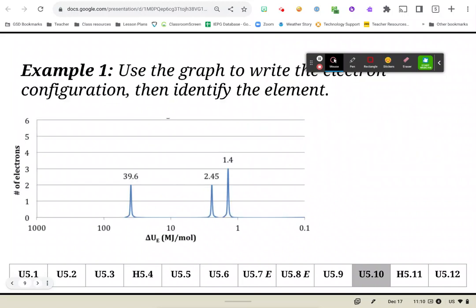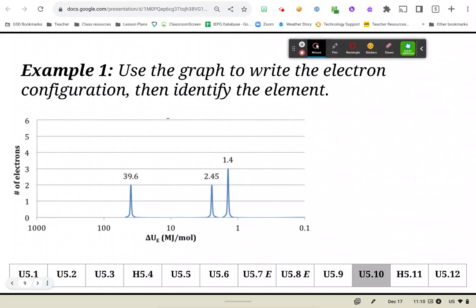All right, so here's how we're going to assess you and what you need to be able to do. We're going to give you a PES graph, and you need to write the electron configuration and then identify the element. Again, always start from the left to the right. So from the left, my first peak is always going to be the 1s, because that's the lowest energy. Then I've got a 2s, and it's a 2s2. I know that from here.